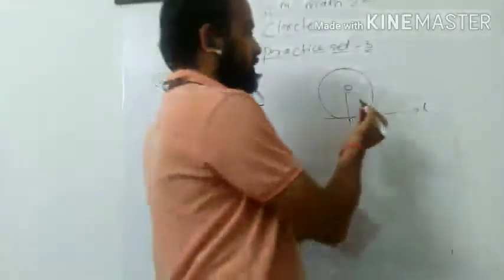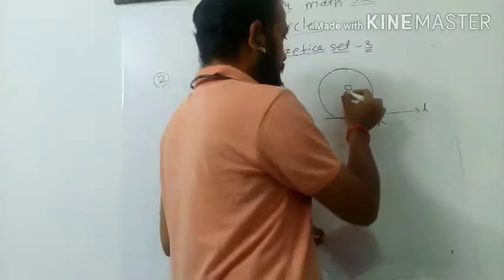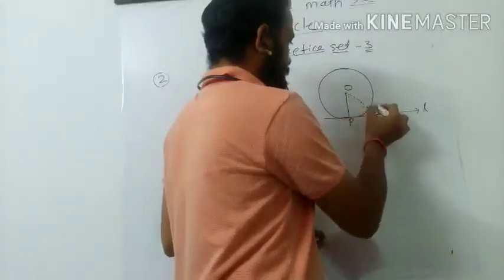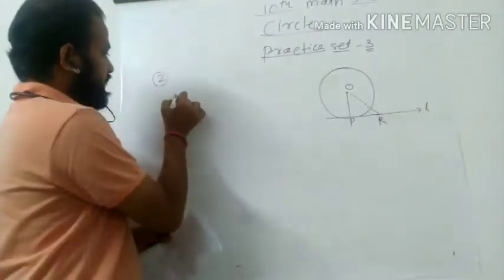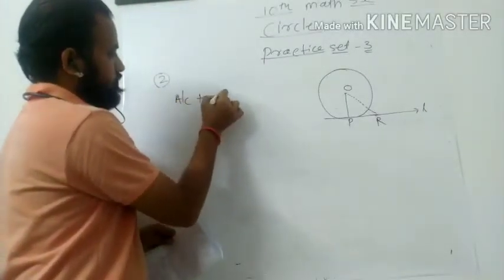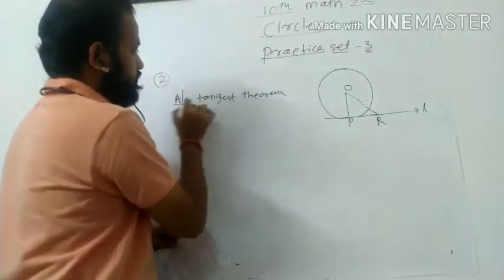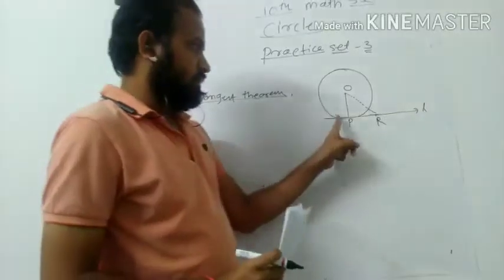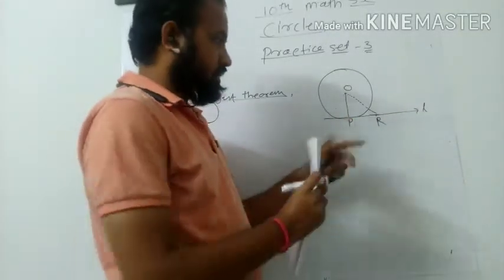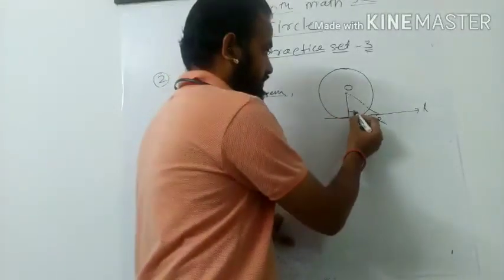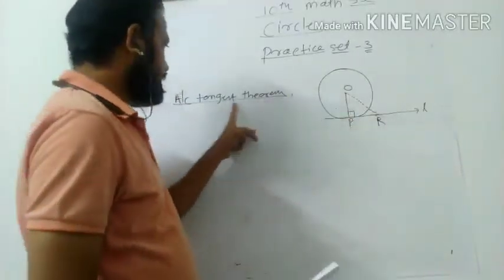Let us say I am taking point R at this location. For example, I assume it here, and I will join this line. Now, as we all know, according to the tangent theorem, if this L is the tangent and intersects the circle, it will create a 90-degree angle with the radius. This is what the tangent theorem is.